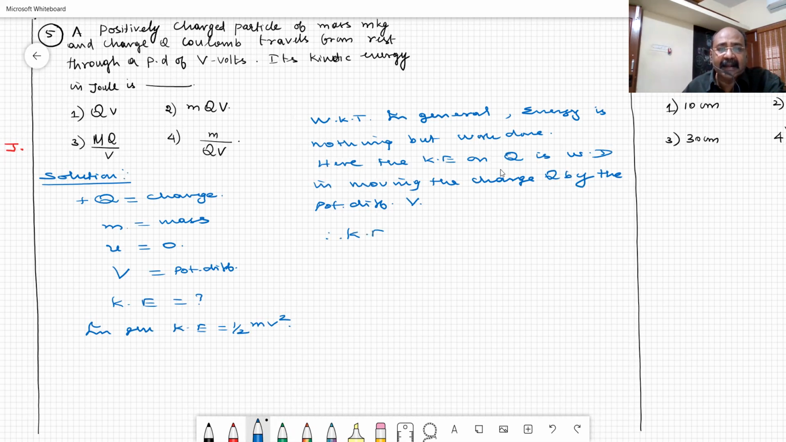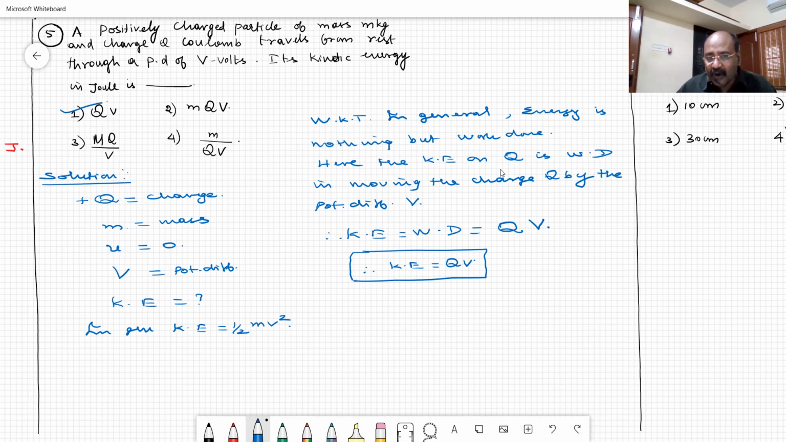Therefore, the kinetic energy is nothing but the work done, which is equal to the charge moved with the help of the potential. So the kinetic energy is given by the value Q into V. This is the answer. So when you are seeing the options, option 1 is considered to be the answer. So we have got the answer as Q into V, considering the kinetic energy as nothing but the work done.